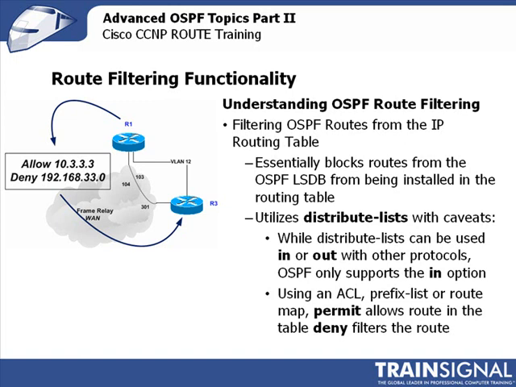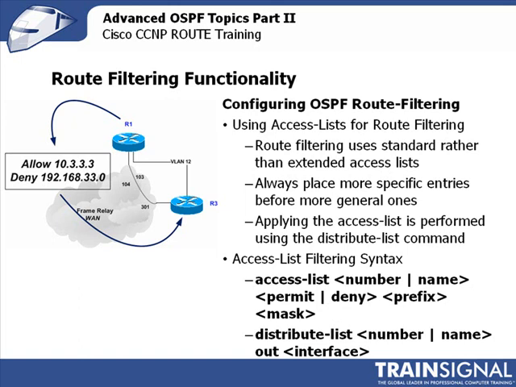You can use an ACL, a prefix list, or route map, and the permit statement allows the route to be in the routing table. Deny filters the route from becoming a part of the IP routing table, so understand that logic. To use access lists for route filtering, remember they're standard lists, they're not extended. Always place more specific entries before the more general ones, otherwise you'll filter things out that you don't necessarily want. And you apply it using the distribute list command.